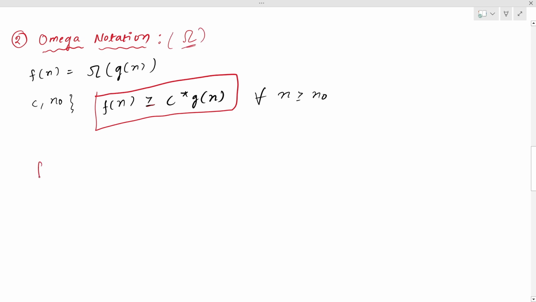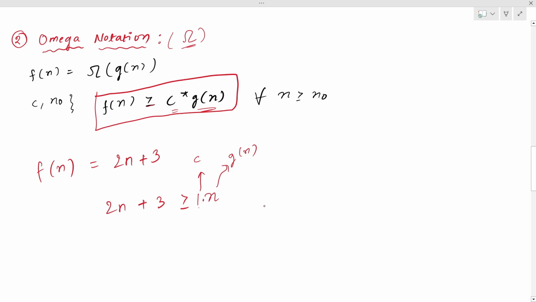Let us take the same example. There is no difference between big O and omega, just the signs are reversed. If I take 2n plus 3, again the same example, I need to write 2n plus 3 greater than or equal to something. What could that something be? It is very simple. I can write n, or I can write 1 into n. Why am I writing 1 into n? Because I need to separate this constant and g of n. So this 1 is my constant and this n is my g of n.